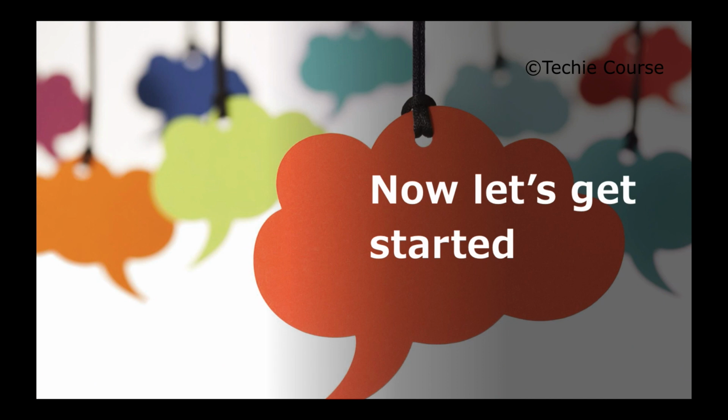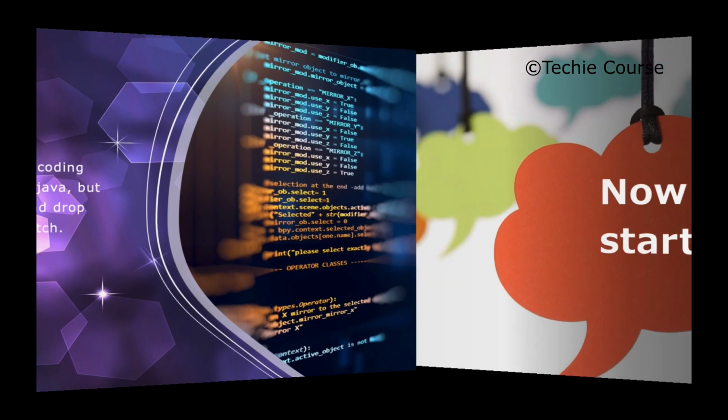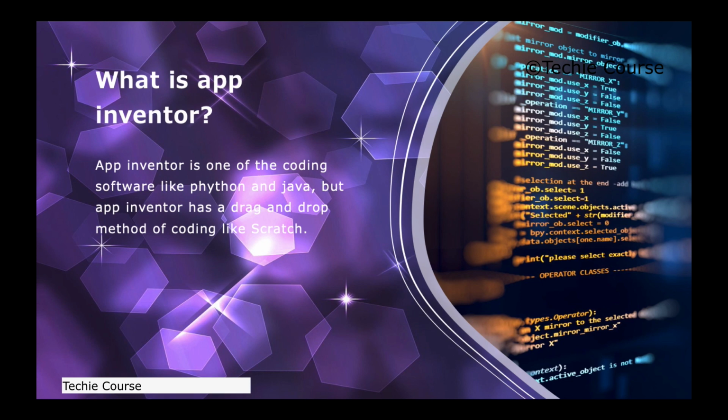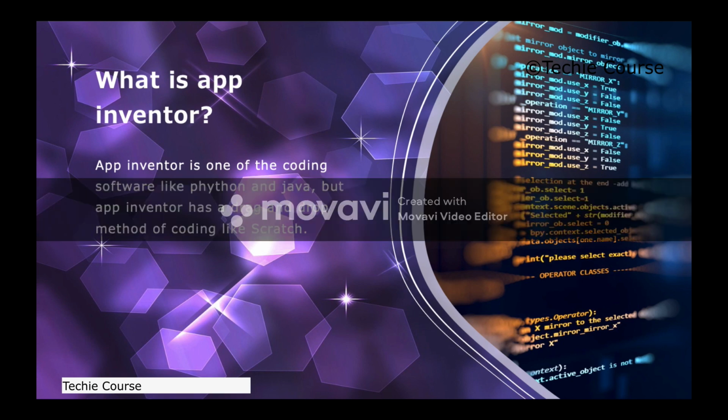Now let's get started on App Inventor. What is App Inventor? App Inventor is like coding software like Python and Java, and it has a drag and drop method. That's the only difference, where you drag a bit of code and drop it in an area.